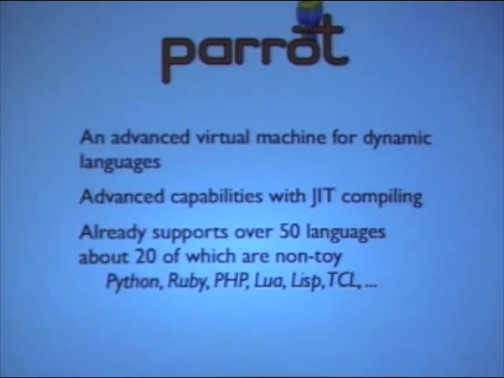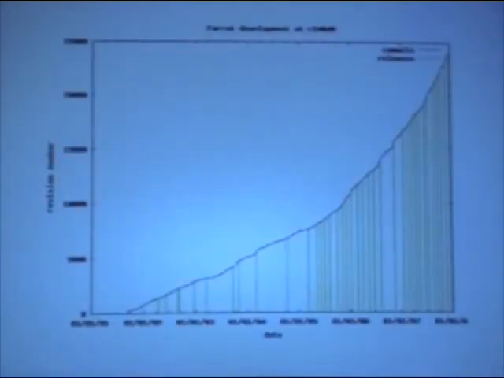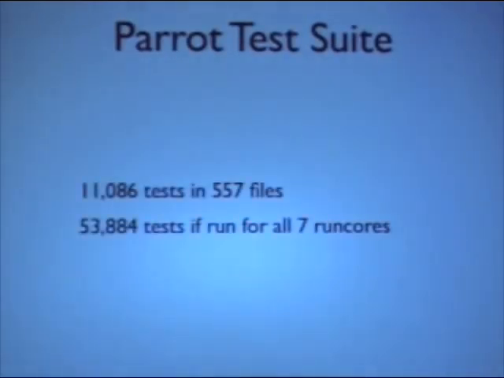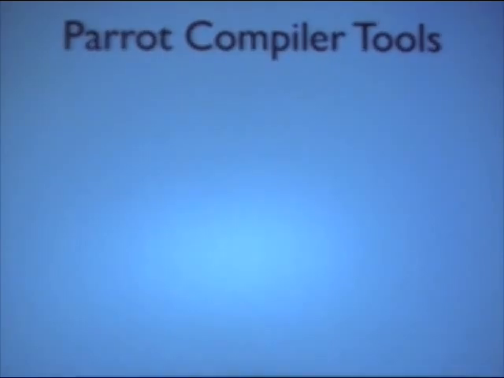It already has support for 50 languages, about 20 of which are kind of serious languages like Python, Ruby, PHP, Lua, Lisp, TCL. And again, here's where 7 or 8 years of work have gone. This is the Parrot development. You can see the pace is picking up. The Parrot test suite has 11,000 tests. Actually, if you run the full suite, there are 7 run cores customized for different purposes, so it actually runs 53,000 tests. Okay. Did I say we take testing seriously?